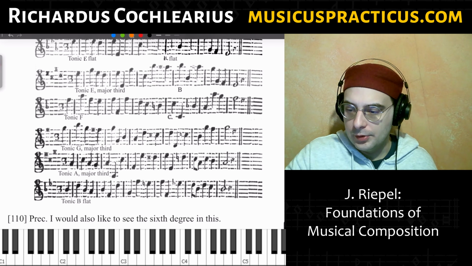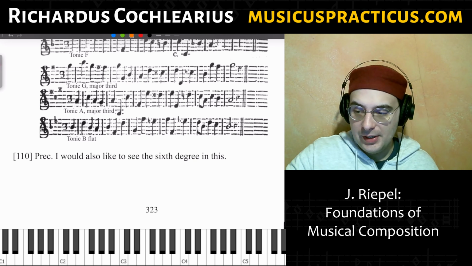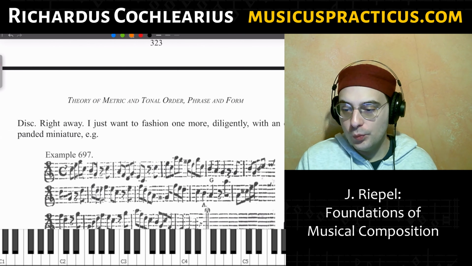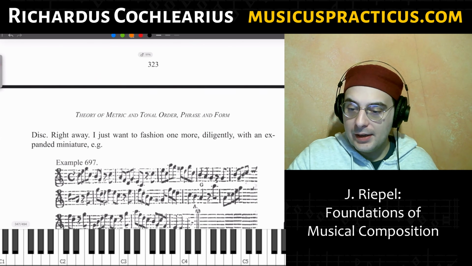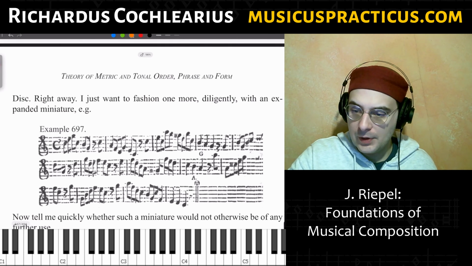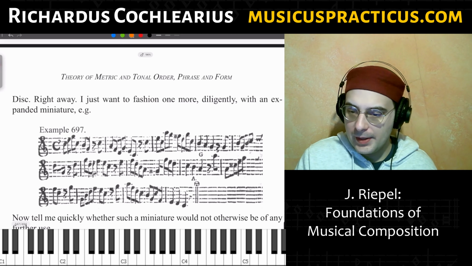And then continuing going on this way, they are just transpositions. I would also like to see the 6th degree in this right away. I just want to fashion one more diligently with an expanded miniature.